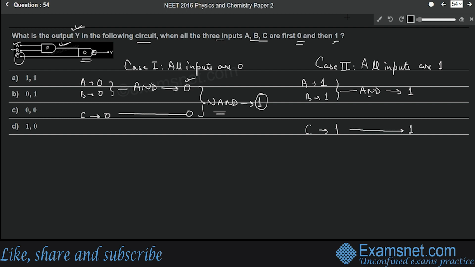So this C and the output of the AND gate both pass through the NAND gate, right? NAND gate. Now, if 1 and 1 passed through an AND gate, the output would be 1. But since this is NAND, just opposite to AND, it will be 0. Okay. So, in the second case, the output will be 0. So in the first case it is 1 and in the second case it is 0. That means option D will be the correct answer.